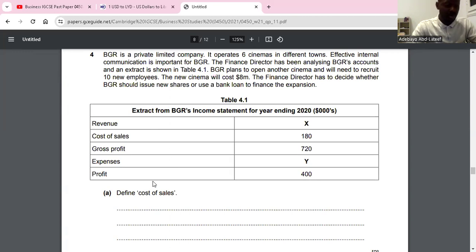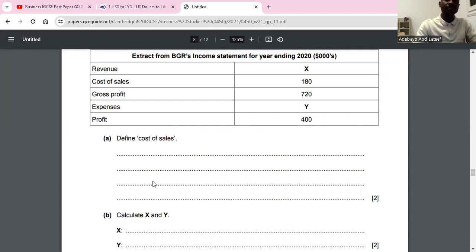Define cost of sales. You can write the formula for cost of sales, which is opening inventory plus purchases minus closing inventory. Or this is the amount of money spent in the cost of producing goods or services. Your definition is not that clear. I'll give you one. So we'll move on.